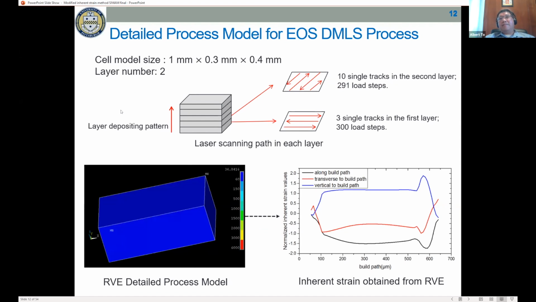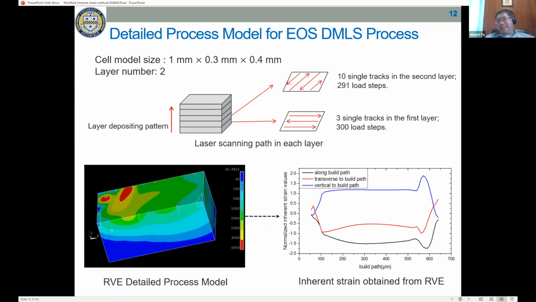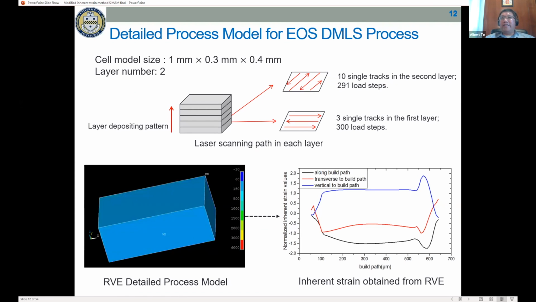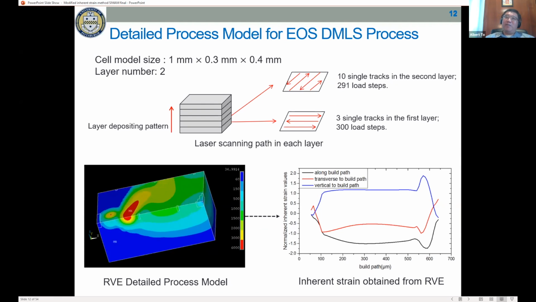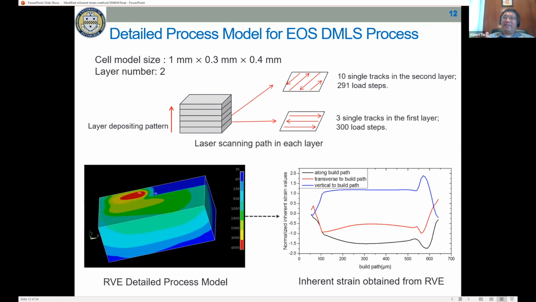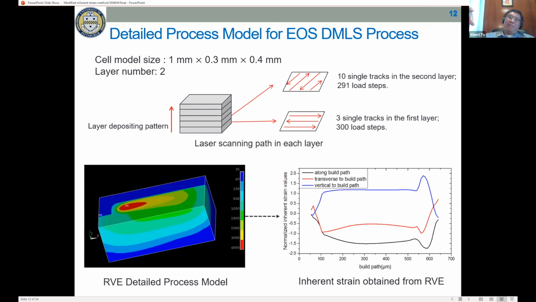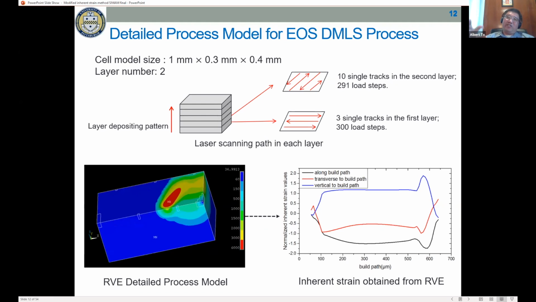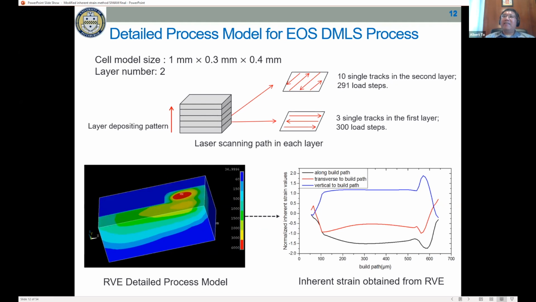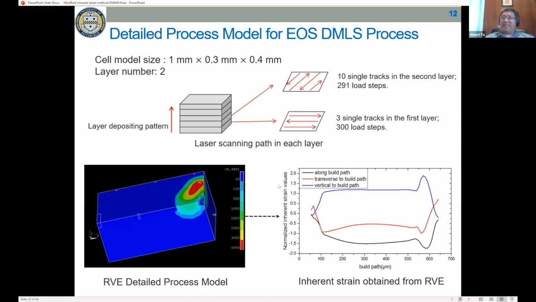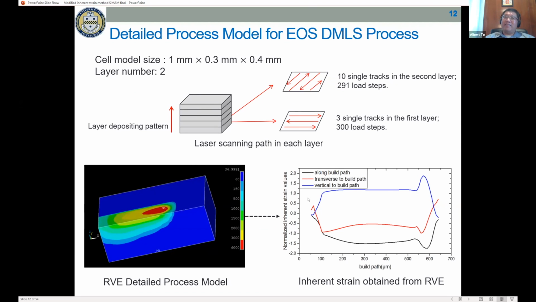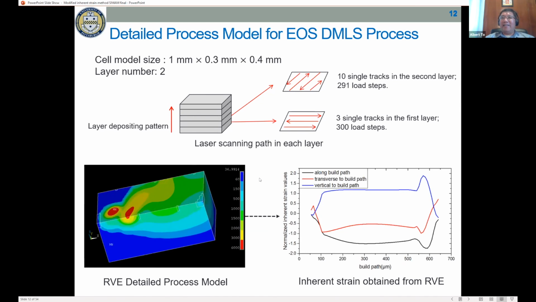So this is just a representative process model for the EOS process. In the EOS process, typically you have a scanning pattern at one layer, and then for the next layer you rotate by 67 degrees, to try to capture a rotation pattern. From that, we can extract the inherent strain curve, and then we take an average of the middle part of the curve as the inherent strain vector, which we then apply to the part-scale analysis.